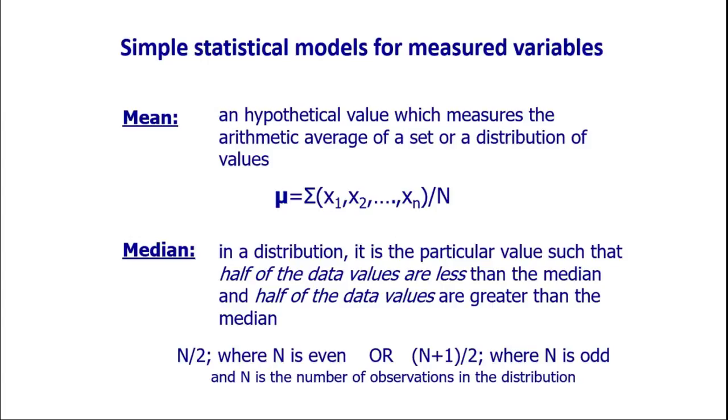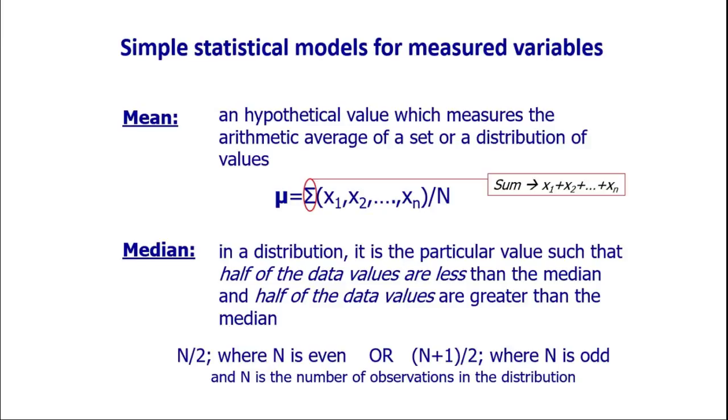But if you've got an odd set of values, let's say we've got 11 values, then the median is the 6th value. When I talk about the 6th value and the middle value and so on, what I've got to do to start off with is put the data in some form of order. Because it does say in here, half of the data values are less than the median and half of the data values are greater than the median.